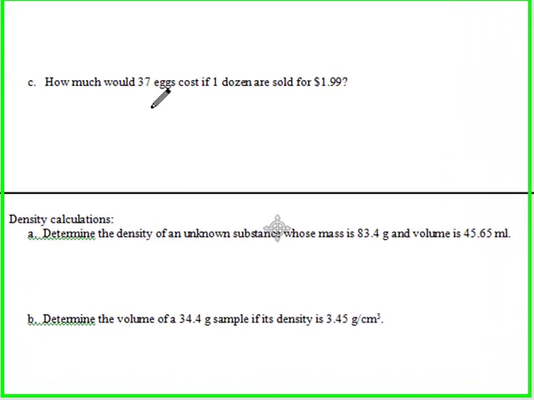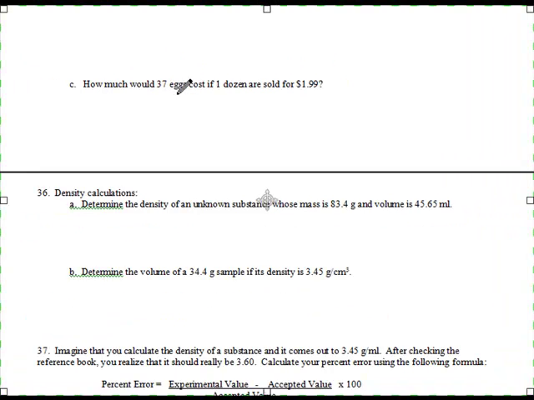Okay, so the next question asks about 37 eggs. How much would 37 eggs cost if 1 dozen are sold for $1.99? That's a conversion factor. 1 dozen and $1.99 together is a conversion factor. And you're starting with 37 eggs because that's what you're given in the problem. So start with 37 eggs, and then without thinking, you're going to write the word eggs down here because that's what you ultimately want to get rid of. So you want to cancel the word eggs out.